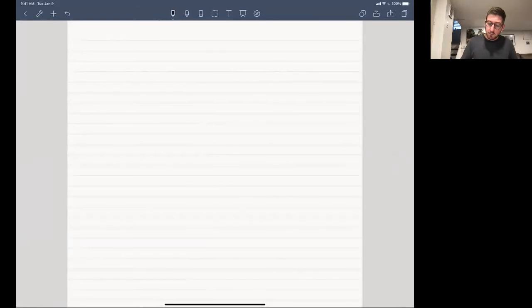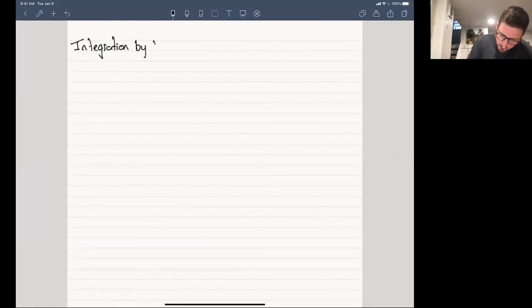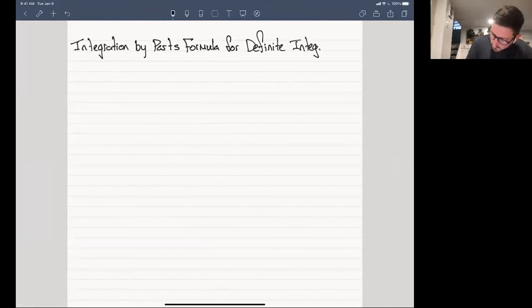Okay, then what I want to close with is I want to talk about definite integrals. Everything sort of transfers over to definite integrals. So let me give you the formula: the integration by parts formula for definite integrals. This just comes from the fundamental theorem of calculus again.